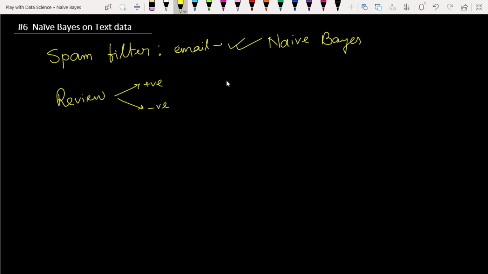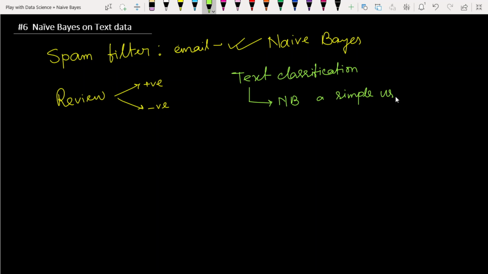So it is simple to write. For text classification, Naïve Bayes is a simply used method.